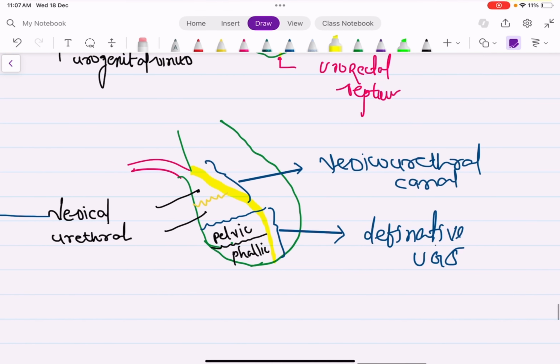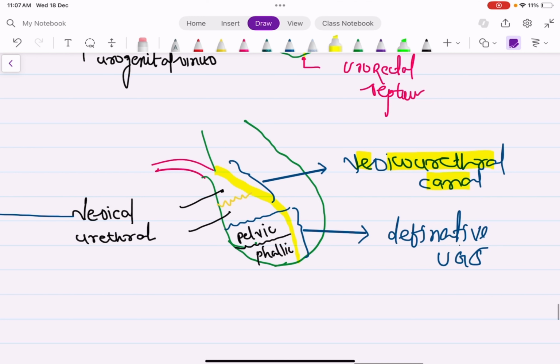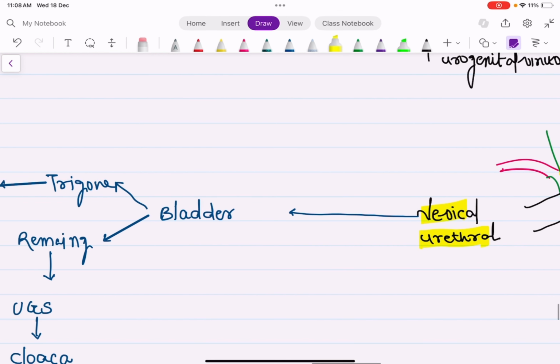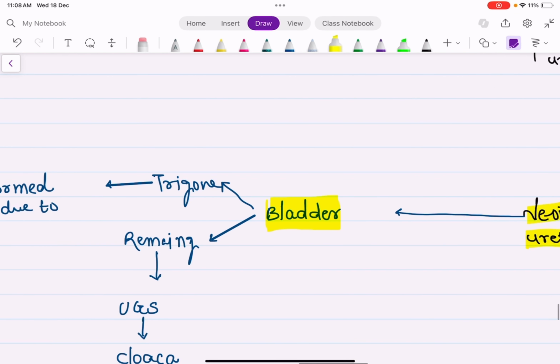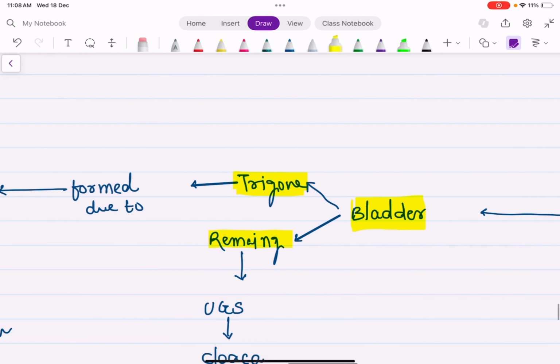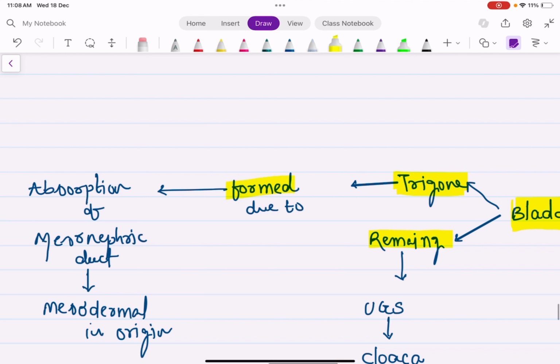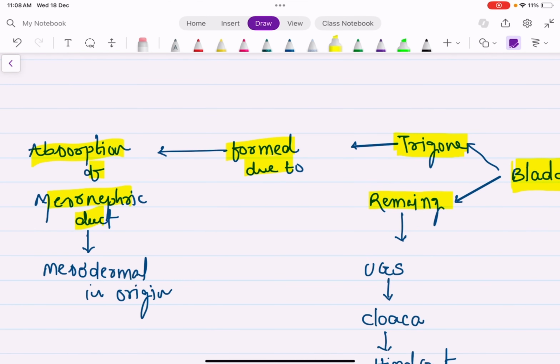Now the vesico-urethral canal gets further divided into a vesical part and a urethral part, and the definitive urogenital sinus gets divided into a pelvic part and a phallic part. The vesical part forms the bladder. The bladder has two parts: the trigone and the remaining part of the bladder. The trigone is formed due to absorption of the mesonephric duct, which is mesodermal in origin.